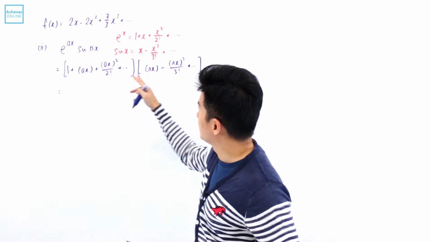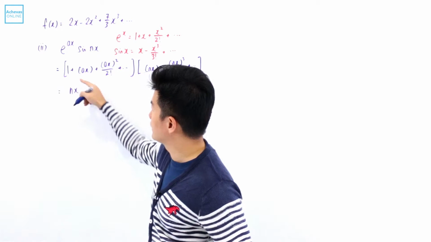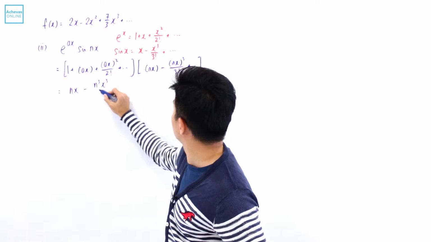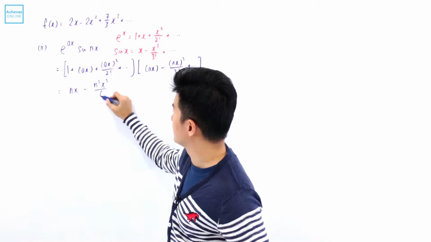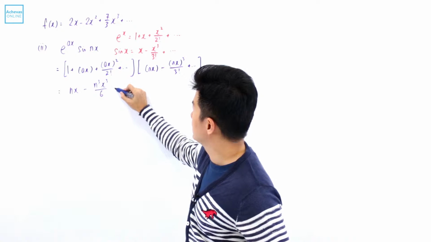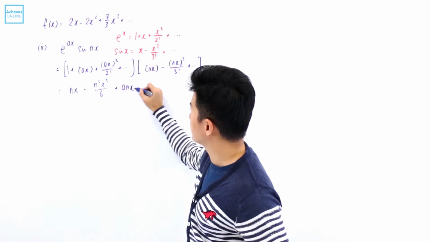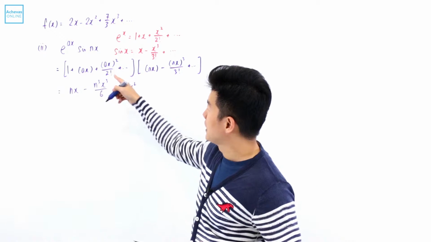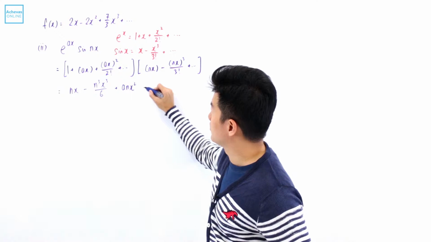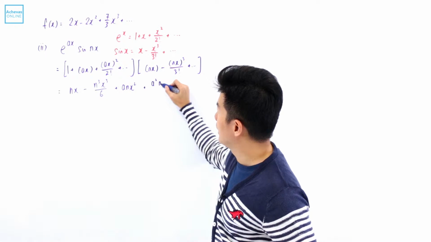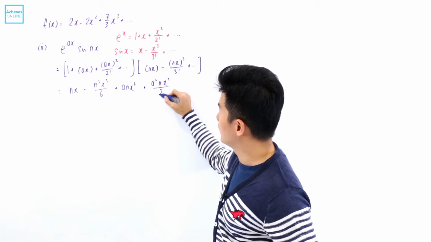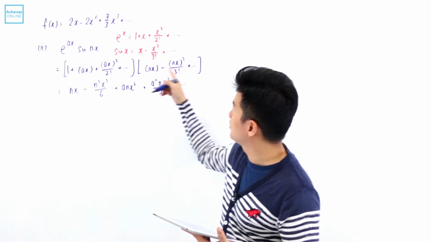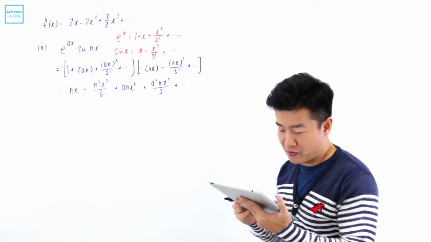So this multiplied by this, I have nx. Then this multiplied by this, it is minus n to the power of 3, x to the power of 3 over 3 factorial, which is 6. Then this multiplied by this, it is plus anx squared. This multiplied by this is x to the power of 4, so I'm going to neglect it for now. And this multiplied by this is going to be plus a squared n x to the power of 3 over 2. As for the rest, I'm going to just ignore, because this multiplied by this will get me x to the power of 5.